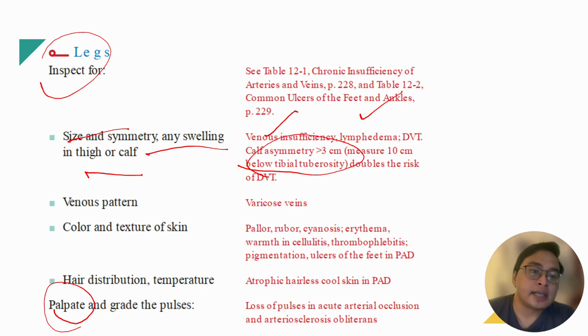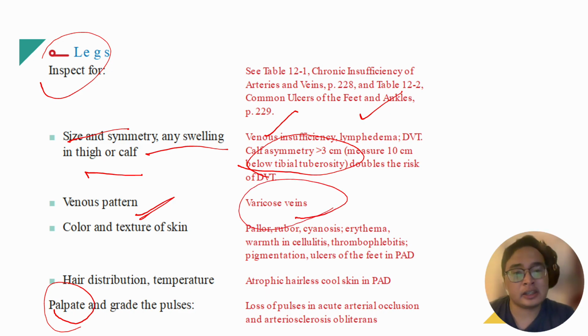Okay. Next, you look at the venous pattern. So, cashiers, for example, tend to have varicose veins. So, those who stand a lot or stay in one position for prolonged periods of time. Okay. The cause of that, of course, is the damage or the failed valves of the veins.